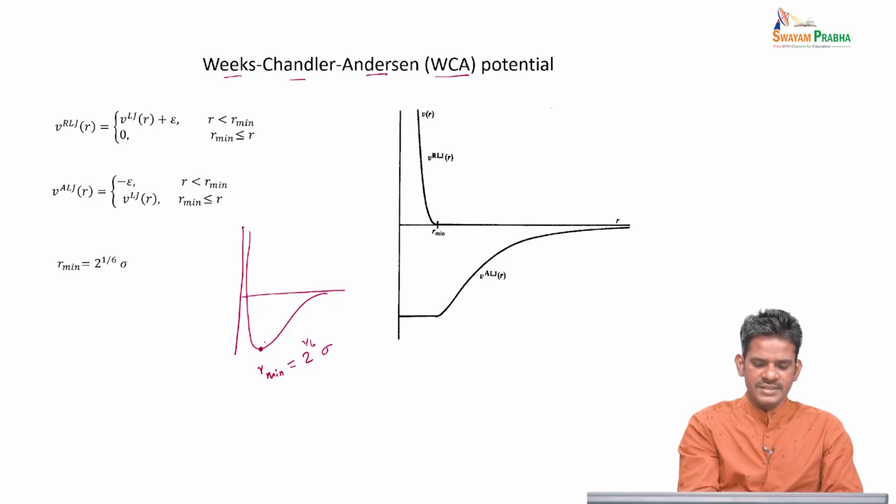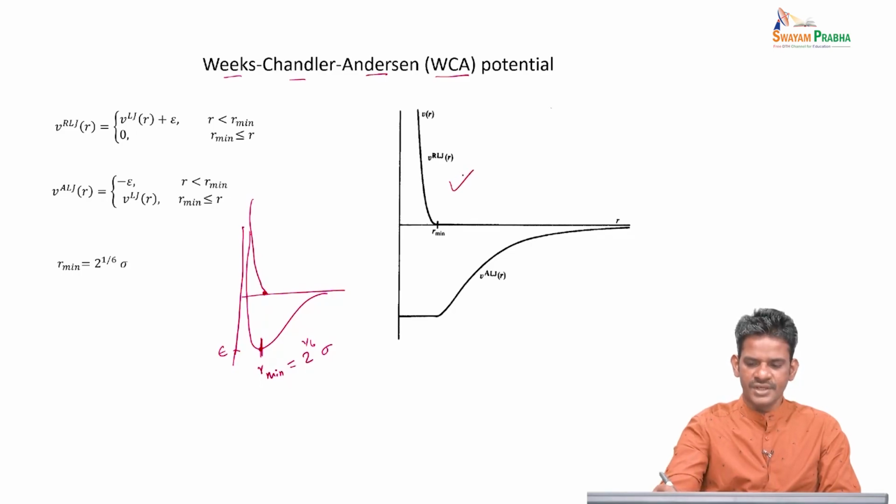What they do here is cut the potential at this particular point, take this piece, and then shift it by an amount of epsilon. Remember, the potential corresponding to this minimum is minus epsilon. So you basically shift this left-hand part by adding epsilon. So this part goes here.